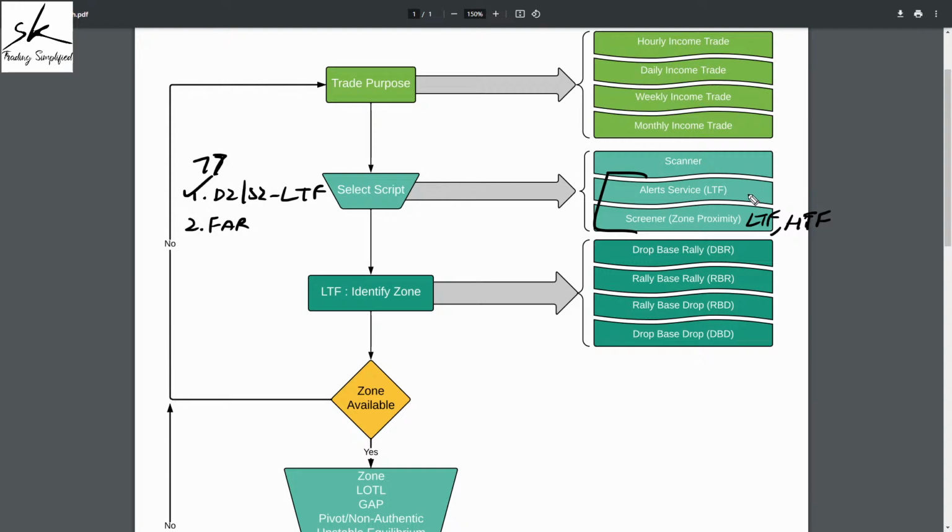And second, alerts are generated as soon as the zone is formed. So your current market price will always be close to a zone. That is where we take care of that not being very far away from the demand area or the supply area. And in the screener, you can input your own value, how close you should be to the zone before it gets shortlisted for you.